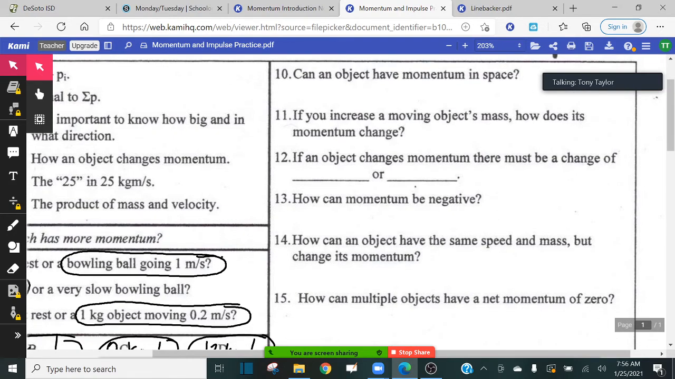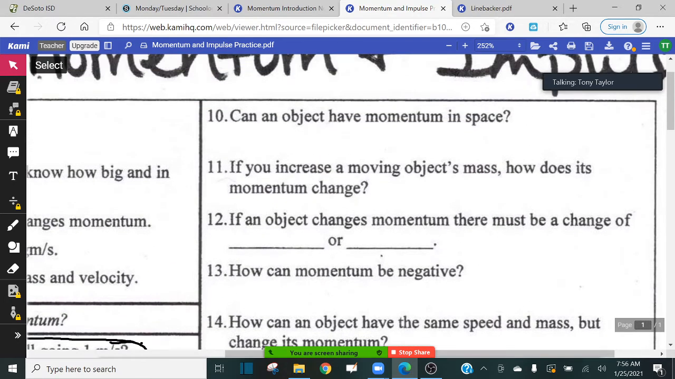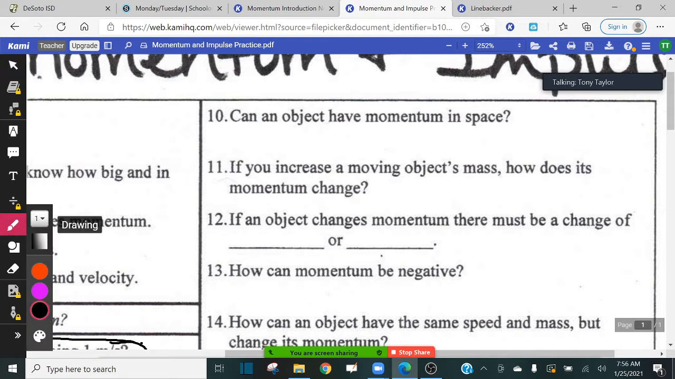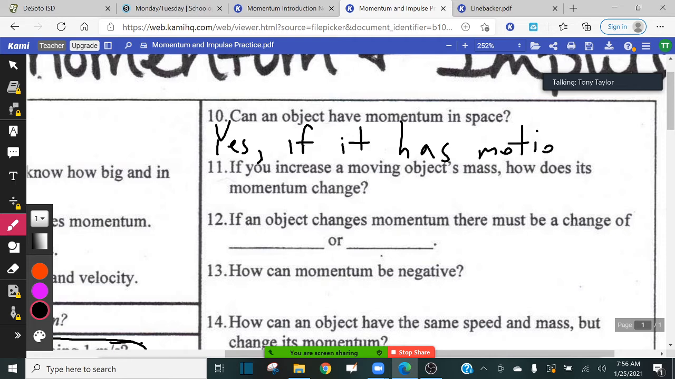Number 10 says, can an object have momentum in space? The answer to this question is yes, if it is in motion. Yes, if it has motion. If it has motion, it can have momentum in space.